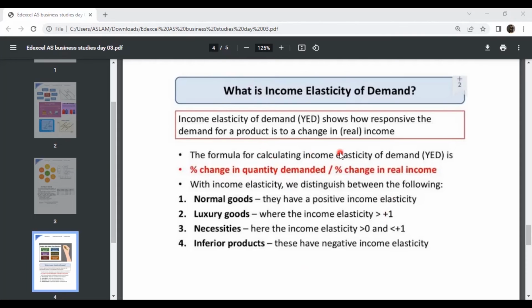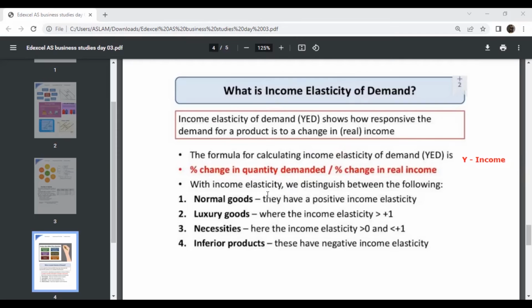Percentage change in quantity demanded divided by percentage change in real income. So in economics, or in business studies, for income we say it as Y. Okay, remember the terms. Income we say it as Y. So with income elasticity, we distinguish between the following.